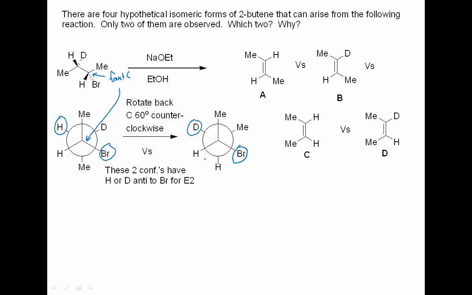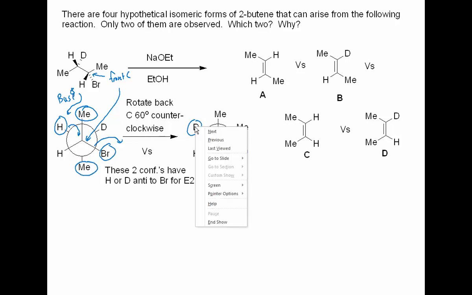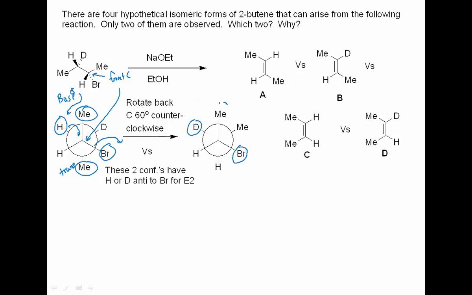All right, so let's go ahead and do the E2 here. And remember, our base is going to come along, pull off the proton. We're going to form a double bond, and we're going to eliminate like that. Okay, notice here that in this conformation, methyls are on the opposite side. So this is going to give us the trans. And here methyls are basically very similar on the same side. They're gauche here. And this conformation is going to give us the cis.